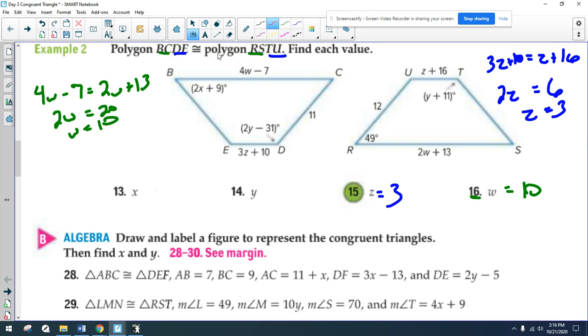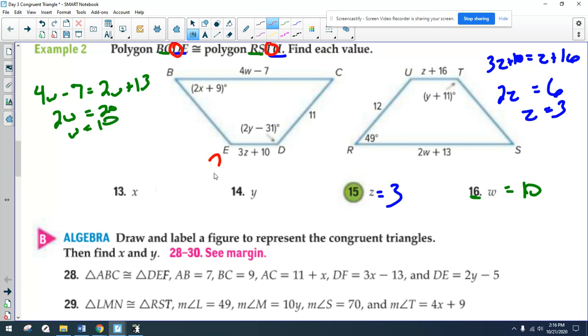So angle D, if I look at angle D, it's going to match up with the third letter, angle T. So that just makes life easier. I know in this specific case, the letters match up. It's not going to always be that easy. Okay, that's why I'm showing you how to do it formally with the statements.